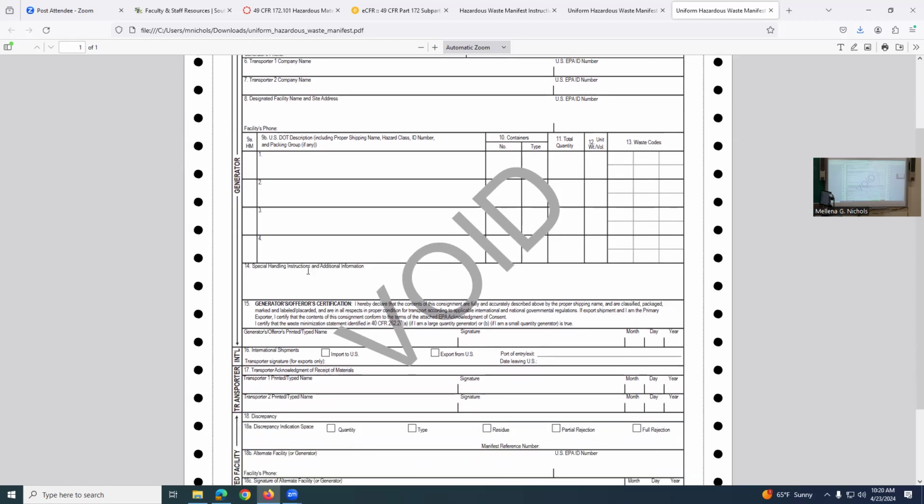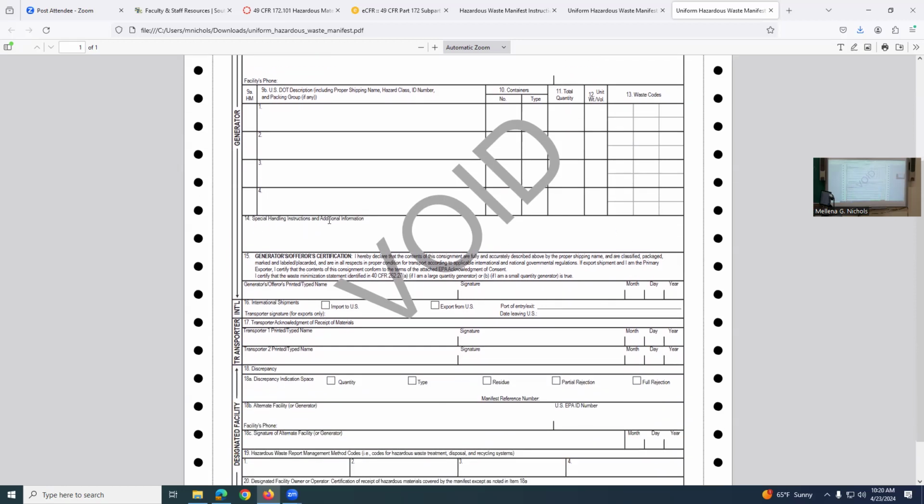All right, so then the next column that we have on the manifest is special handling instructions and additional information. So remember when we looked up the things that were incompatible or couldn't be shipped or only could be shipped with special provisions in the last class? So what are our hazard classes that we have today? 5.1 and 8. What do y'all remember from the last assignment about those two?